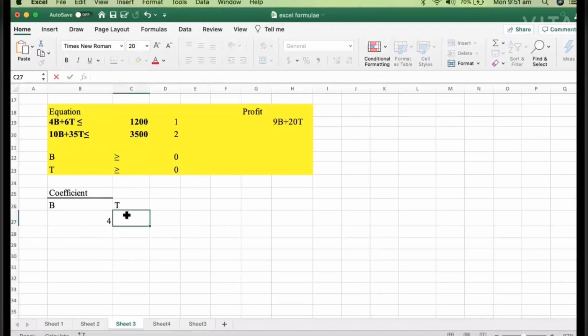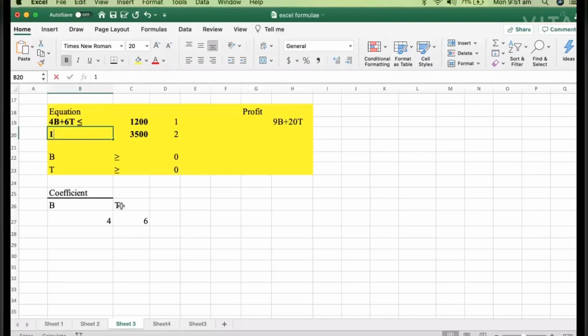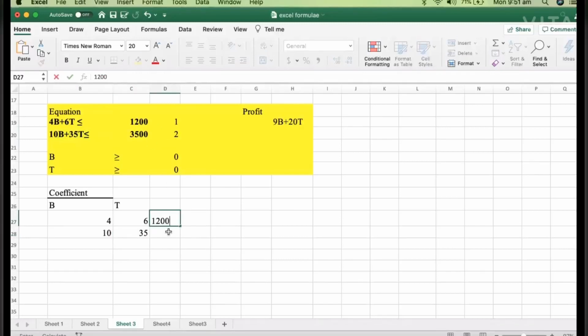Coefficient of B means what? I told you in the last video, it is the value along with B. And the coefficient of T is 6. The same thing in the second equation, the coefficient of B is 10 and the coefficient of T is 35. And on the right side, the constants are 1200 and 3500. So that's the thing we have to find out.